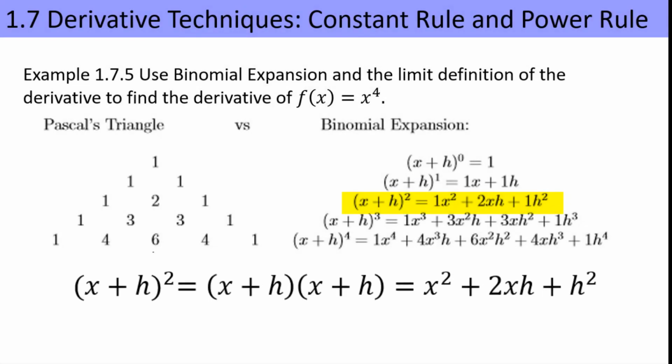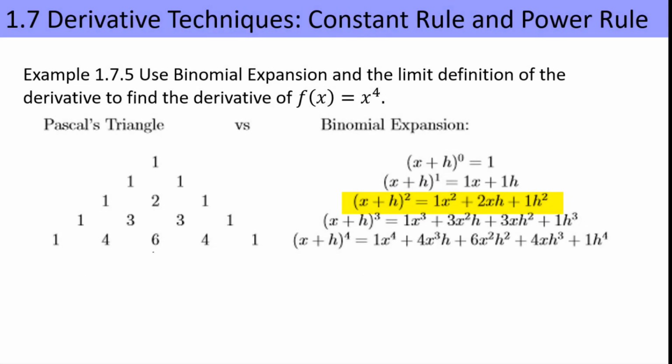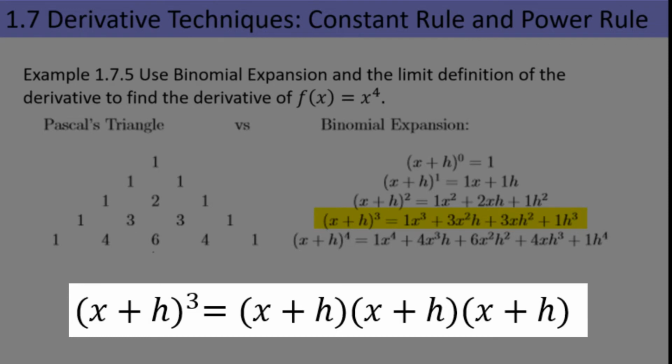Now let's superimpose those coefficients onto the Pascal's triangle, and we see 1, 2, 1, and multiplied out. Again, (x + h)² is 1x² + 2xh + 1h². Let's consider (x + h)³. That is actually (x + h)(x + h)(x + h).